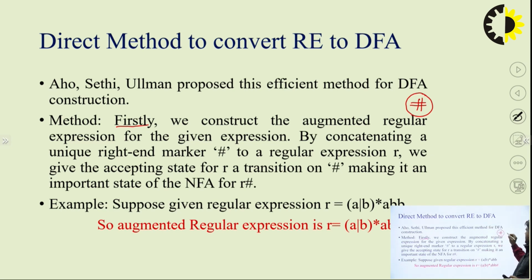Similarly, you append the hash at the end of the regular expression. It provides the simulation of the final states. So the state corresponding to the hash will be treated as a final state. Due to that, we augment the regular expression. So if you are given the regular expression R, it will provide the regular expression augmented with the hash. For example, suppose I have taken this regular expression, (a|b)*abb. After augmentation, it looks like this, meaning you append the hash sign at the end.